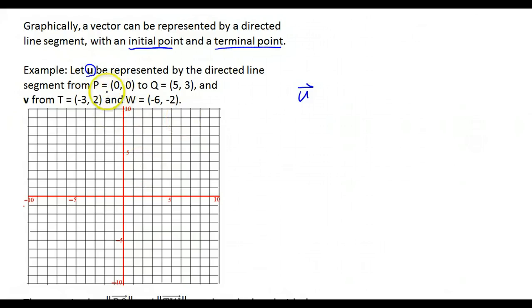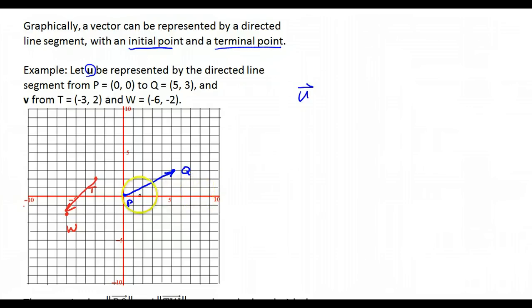Okay, so vector u is going to go from point P at 0, 0, all the way to Q, which is at 5, 3. And we draw from P out to Q, and we put an arrow at the terminal point. Now vector v, I'll do that in red, is going to go from negative 3, 2. And that's point T. And W is negative 6, negative 2. So there's W.